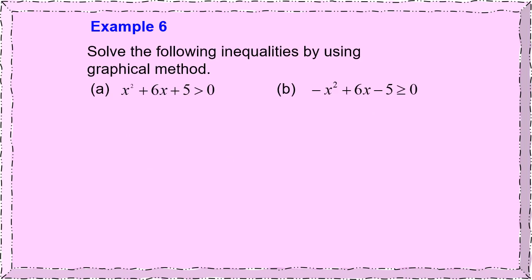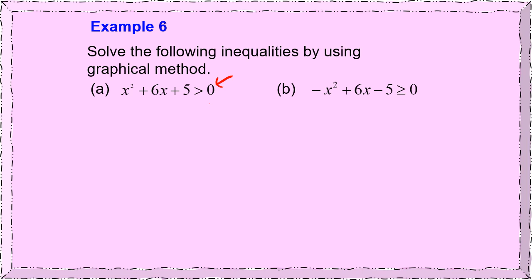Let's do some examples. Example 6, solve the following inequality by using the graphical method. We have x squared plus 6x plus 5 is more than 0. So what is the first thing to do to solve the quadratic? Always the same. For a quadratic inequality, we have to make sure the right side equals 0. Now, the question already states that the right side is 0. So after that, what do you need to do? We just have to factorize lah.